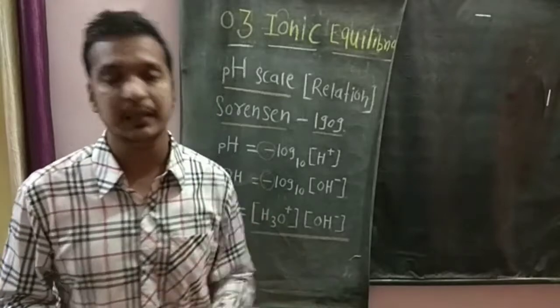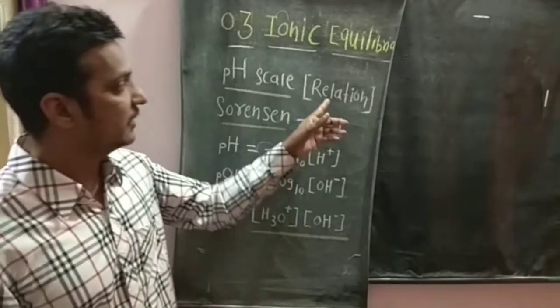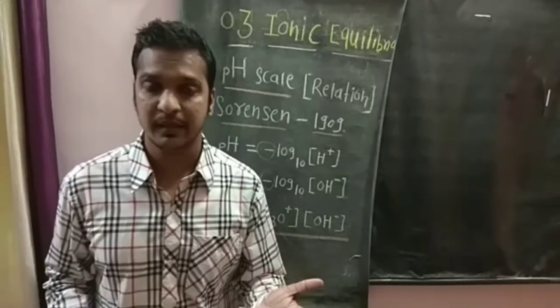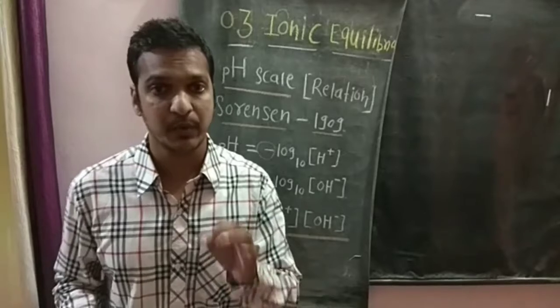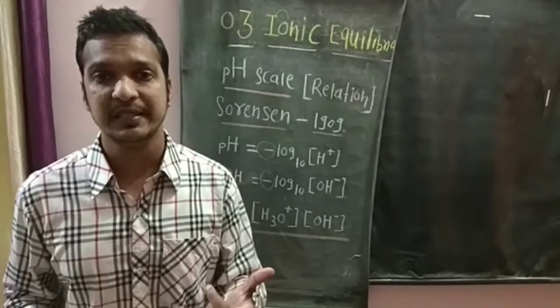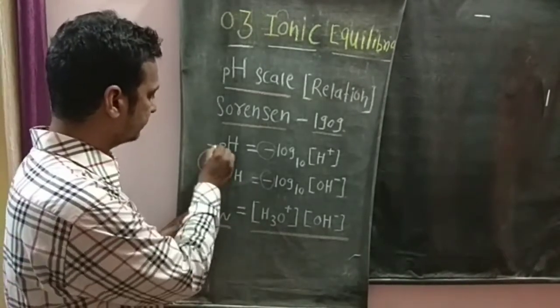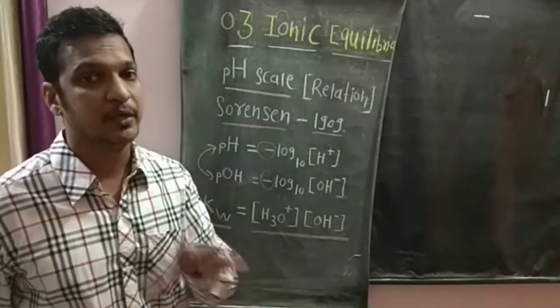Now we shall see the relation between pH and pOH. So the next point, the relation between pH and pOH. How will we explain it? By using the ionic product of water. By using the ionic product of water, we will see the relation between pH and pOH. So let's find out the relation between pH and pOH from the ionic product of water.